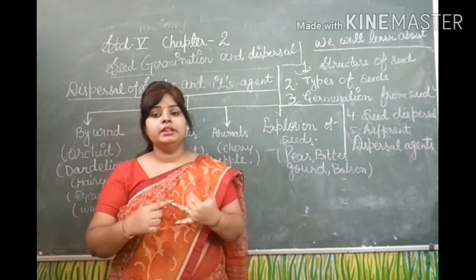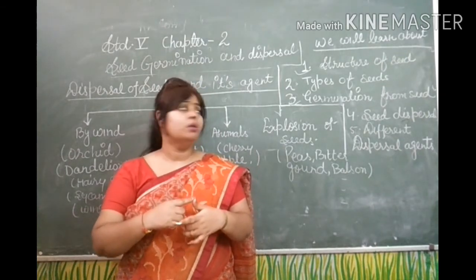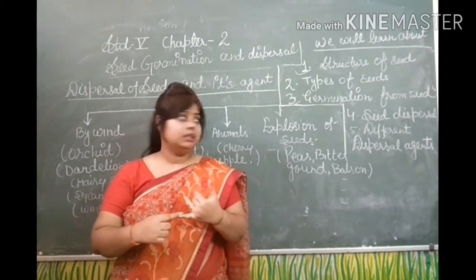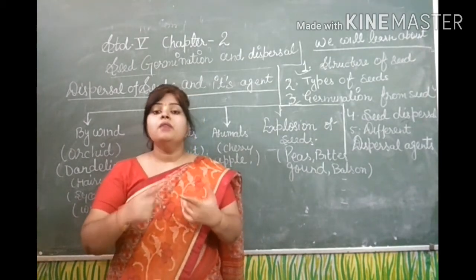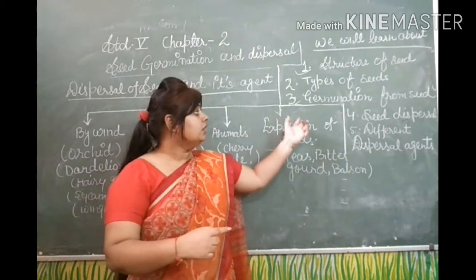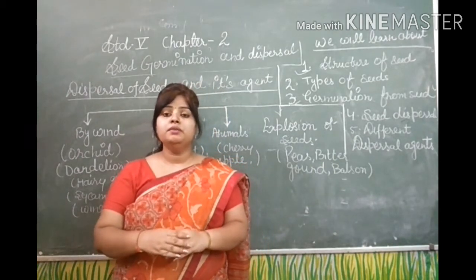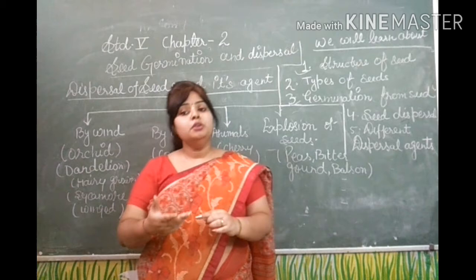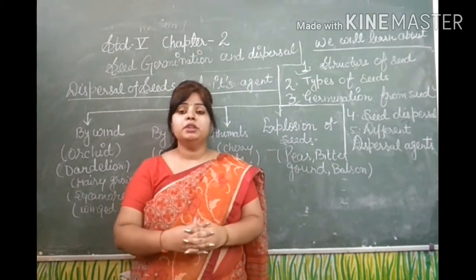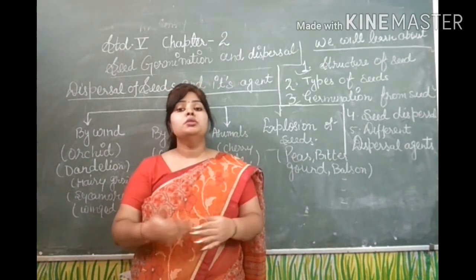Half-cotyledon, plumule, radicle, hilum, embryo and seed pod. Second is types of seed. According to the number of seed leaves, there are two types of seed. First is monocotyledon and second is dicotyledon. Third is germination of seed. Germination of seed is a process in which a seed gives rise to a new plant. And there are many different types of stable or favorable conditions which enable the plant seed to grow very well.